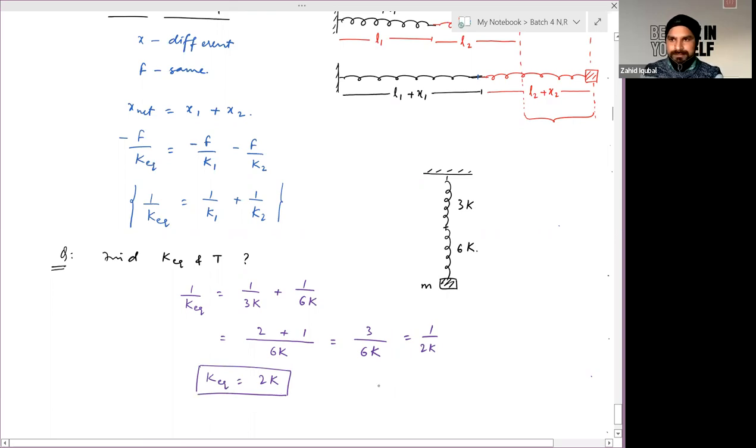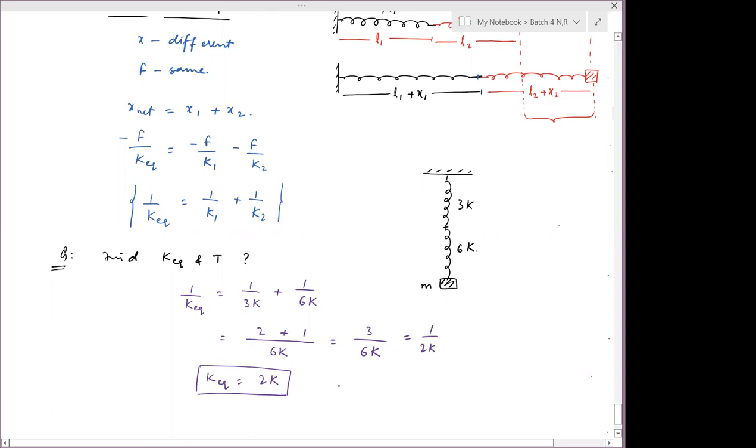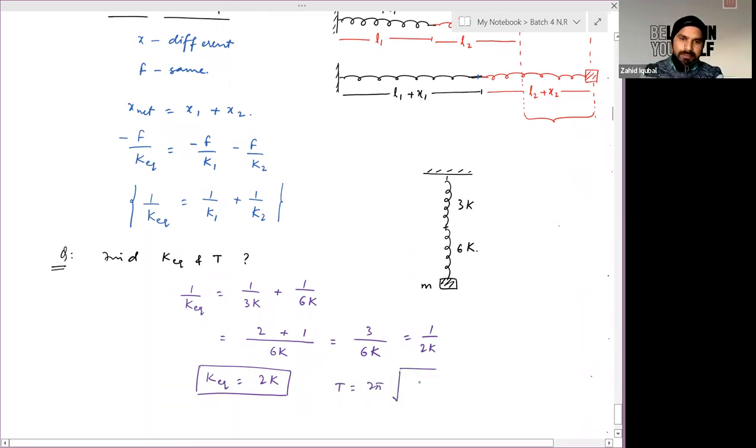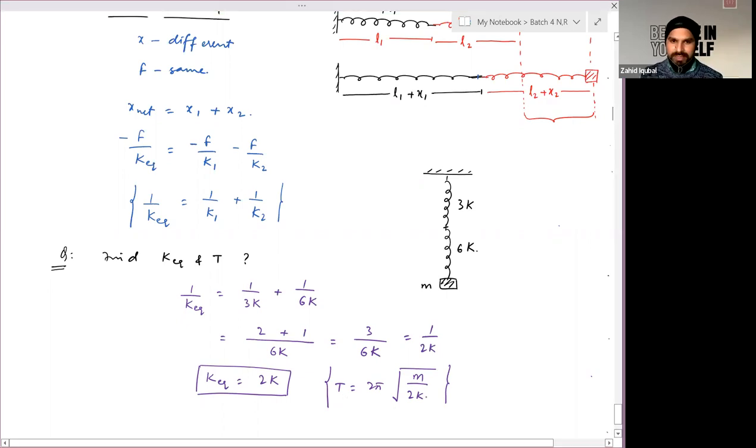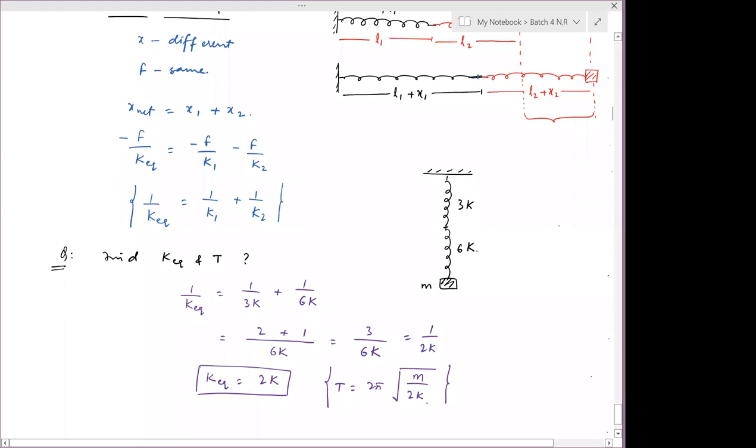Minashi, is it clear? Yes, sir. So time period equals 2 pi root under m by K, and K we have 2K. So this will be your time period. Krishna, you have to answer the time period like this expression. You don't have to simplify it further. Okay, sir.